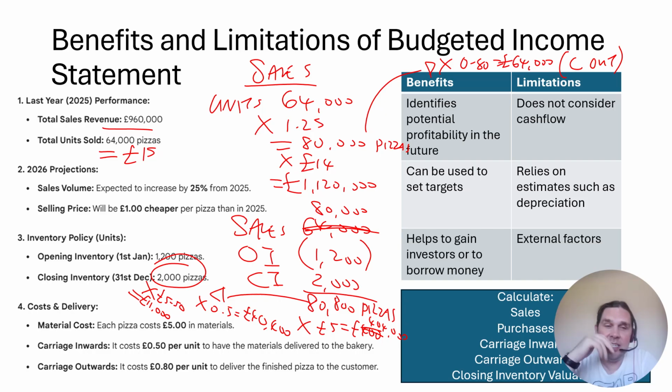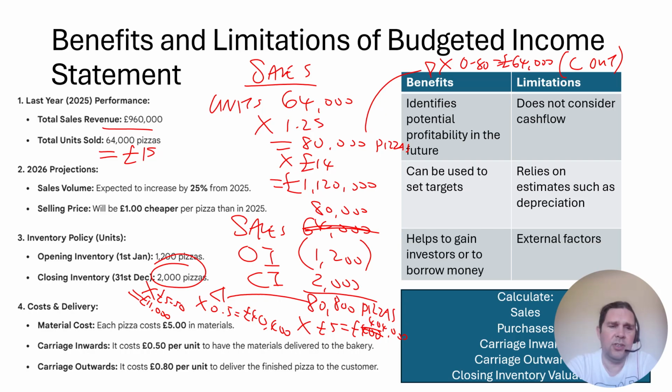Anyway, so budgeted income statement, just a couple of calculations. We've got last year's performance. This was a pizza company. Yes, AI did make this up for me. Last year we sold £960,000 worth of pizza, and we sold 64,000 of them. We project, now it won't be laid out as cleanly as this, but this type of information will be there, that the sales volume is going to increase by 25%. So you can see at the top there, it says sales, 64,000 times 1.25, that will increase it to 80,000 pizzas. So we're projecting that we're going to sell 80,000 pizzas.